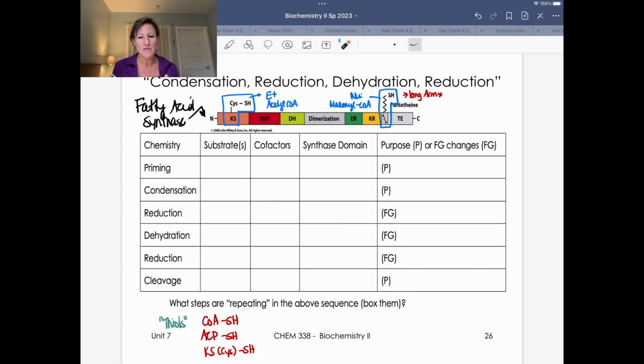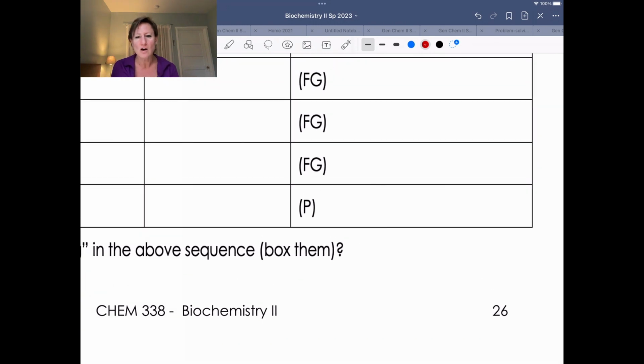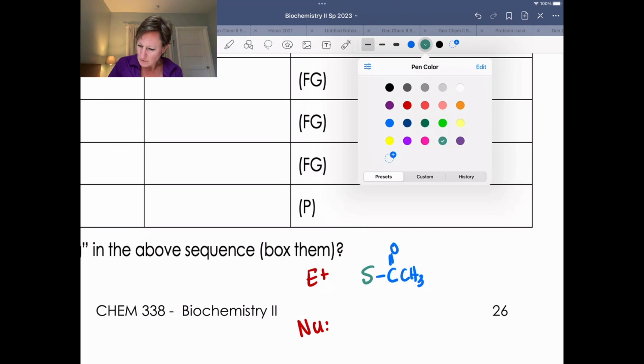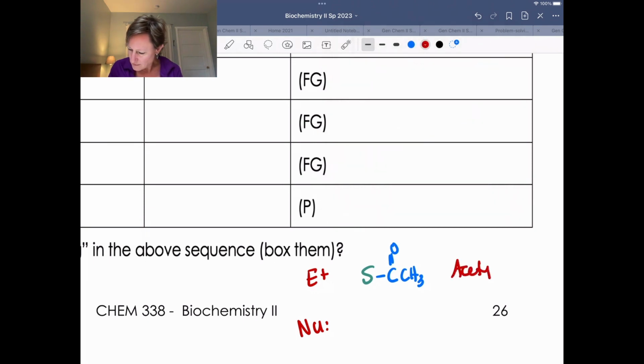Okay, so here we go. That's where we're going to see our thiol groups. And over here I just want to remind us of who is going to be our electrophile and who is going to be our nucleophile. We are going to have a thiol containing group. We're going to have this acetyl group on acetyl-CoA, and that is going to be our electrophile. So here we've got acetyl-CoA, a C2 group.